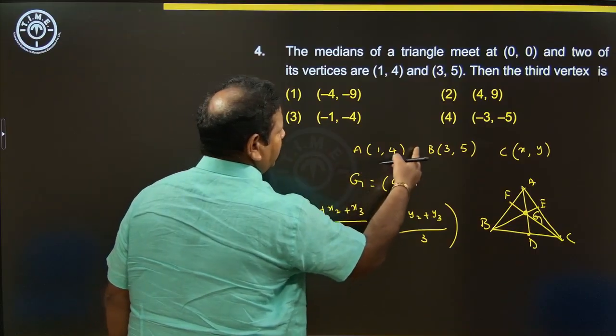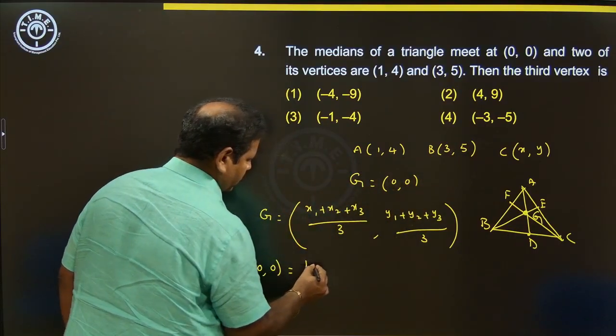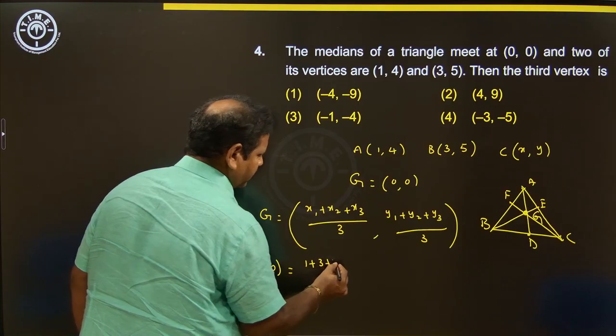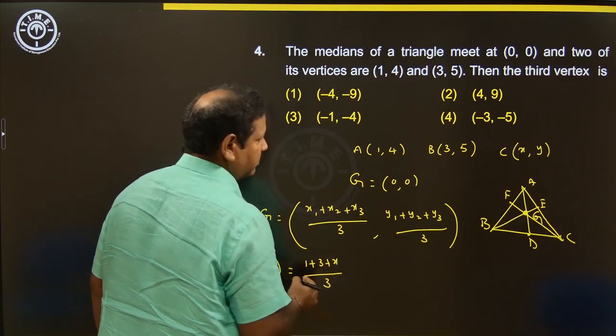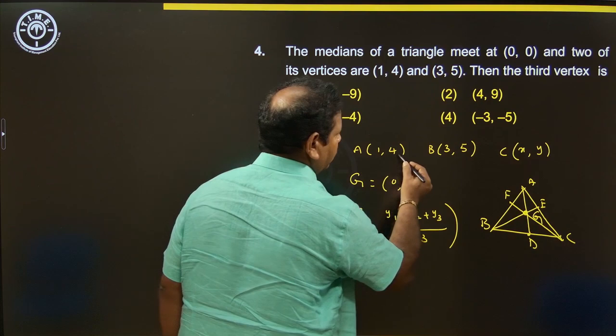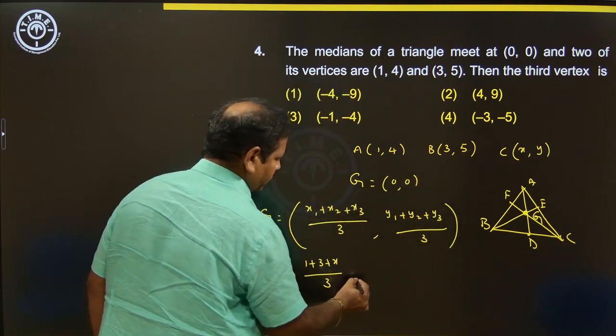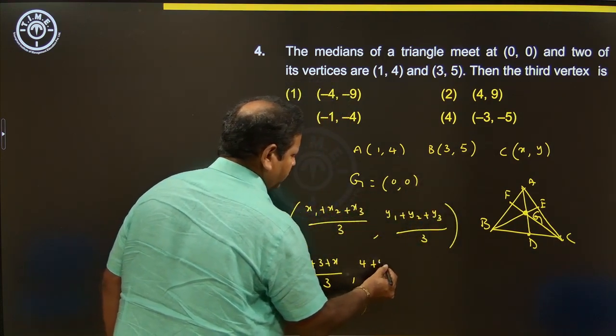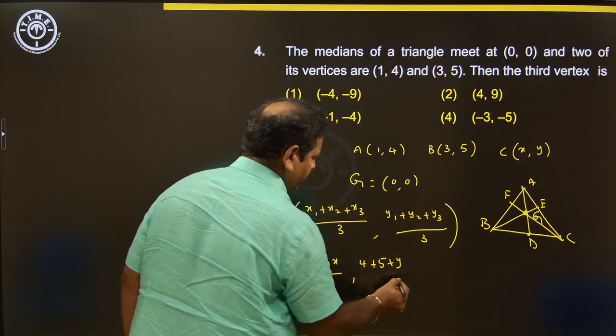Substitute this: 1 plus 3 plus x by 3. Now add the y coordinates: 4 plus 5 plus y by 3.